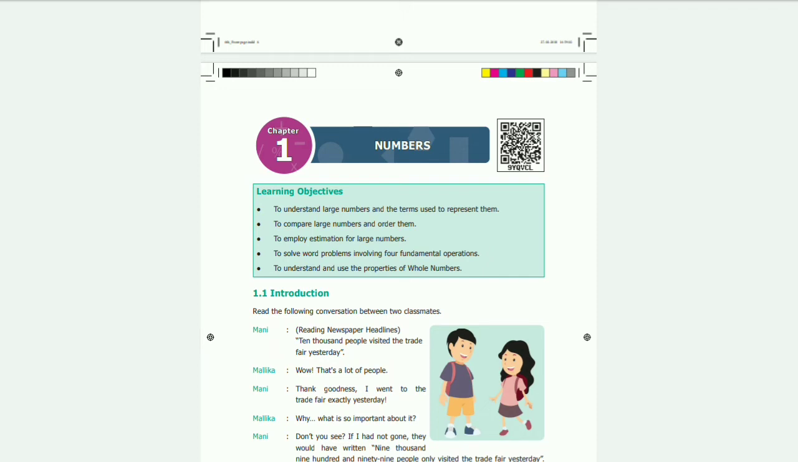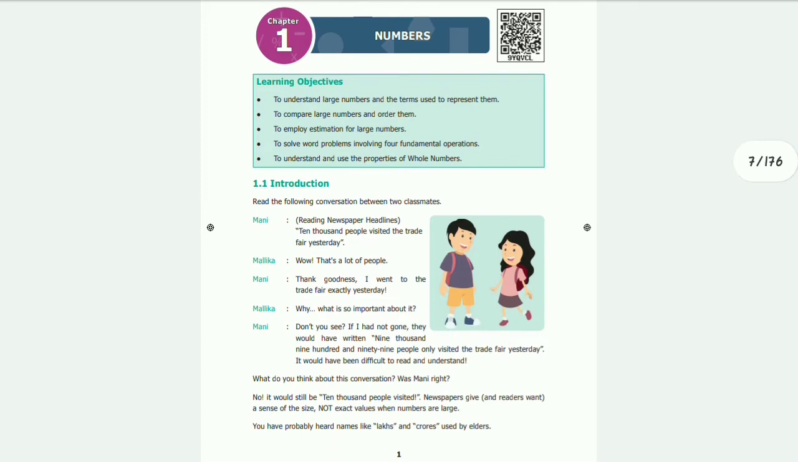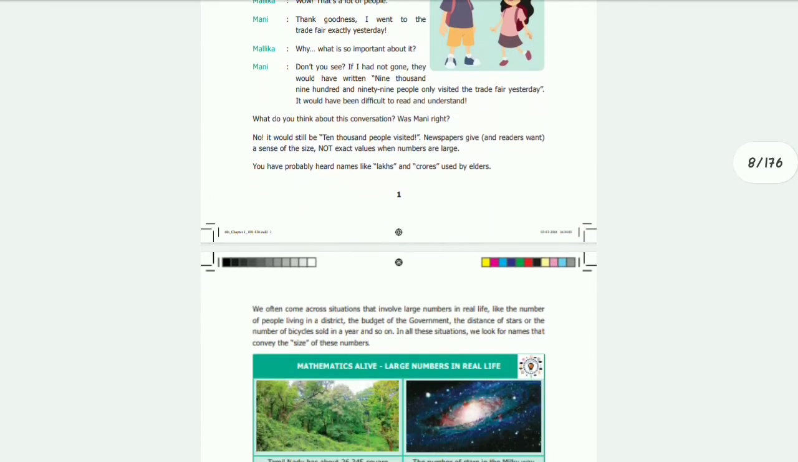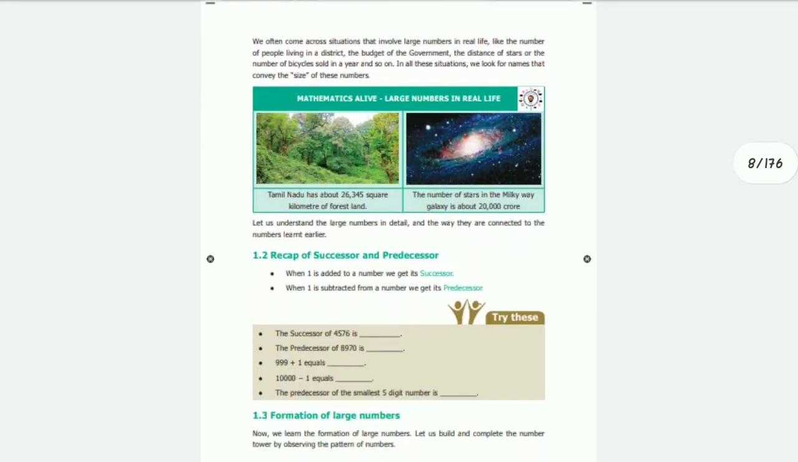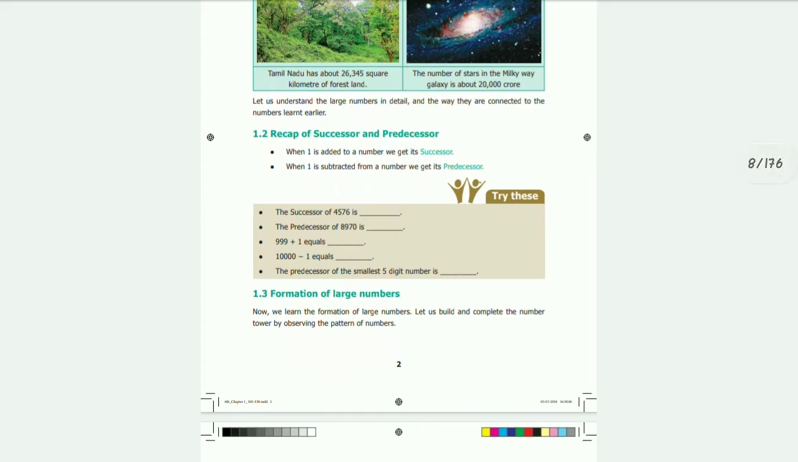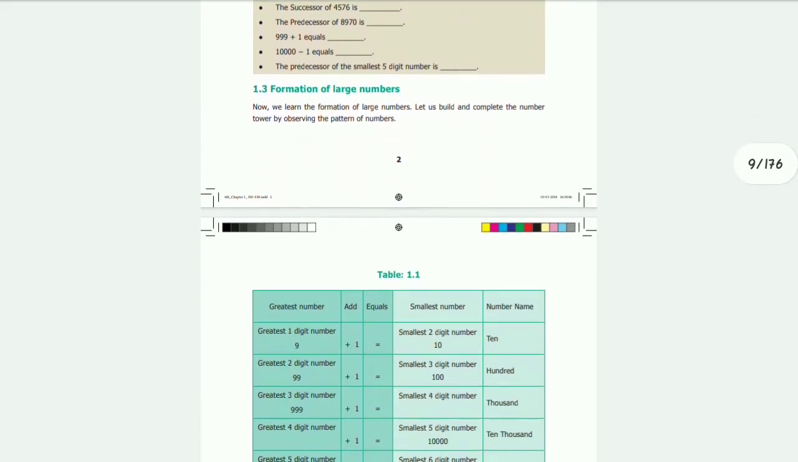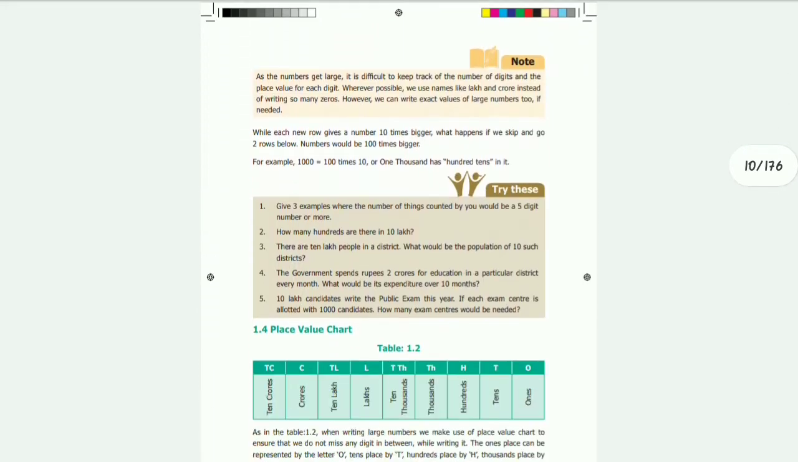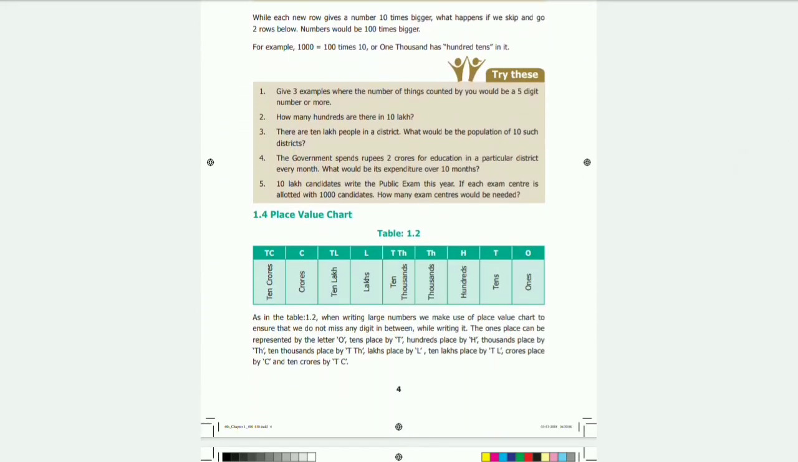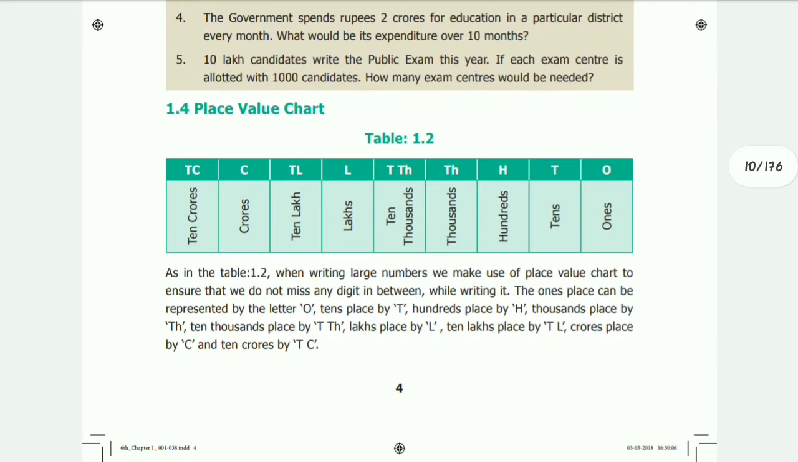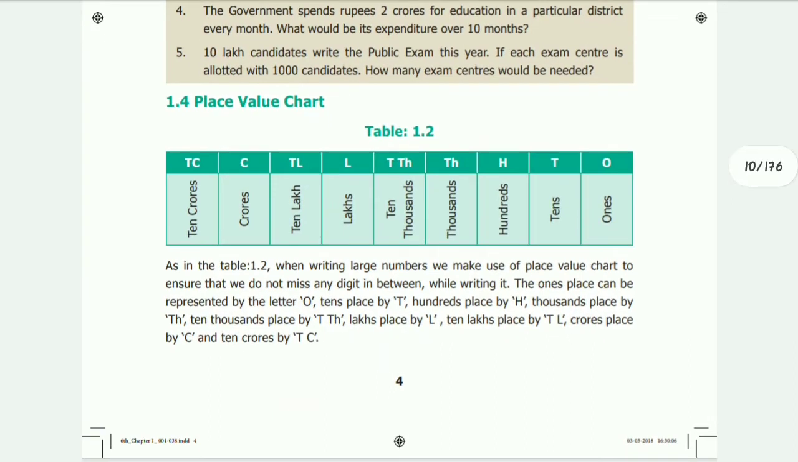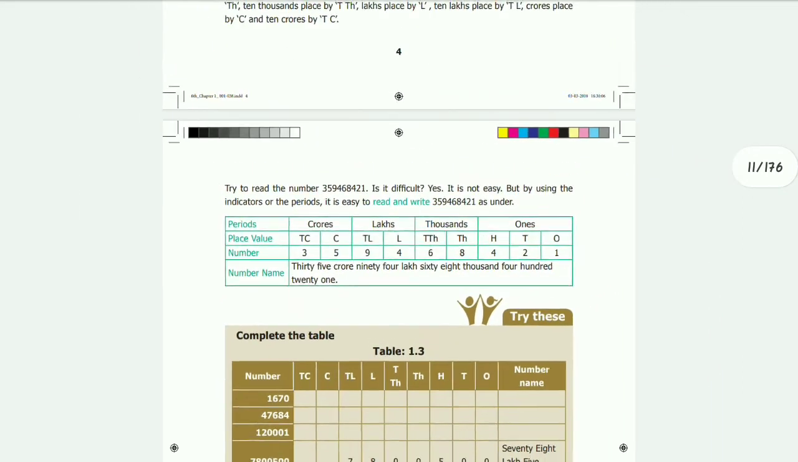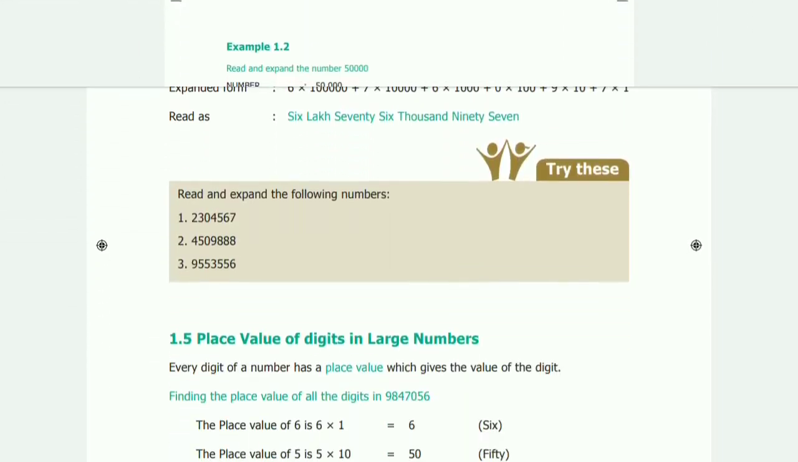In 6th standard first term, first lesson is numbers. Already you have studied introduction to numbers and recap of successor and predecessor. Next, formation of large numbers, how to form the large numbers using successor and predecessor. And the next, place value chart of Indian number system: ones, tens, hundreds, thousand, 10,000, lakhs, 10 lakhs, crore, 10 crores and etc. And next, some examples of Indian place value system.